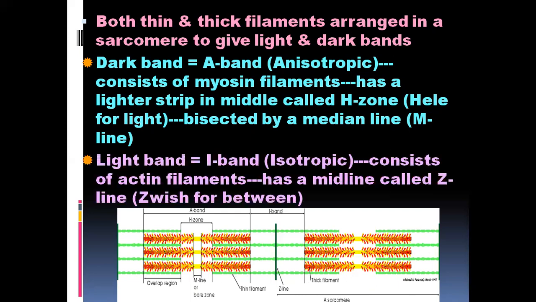The light band, which is the I band, is isotropic, and it consists of actin filaments. It has a midline, which is called the Z line, which means it is present in between the discs.